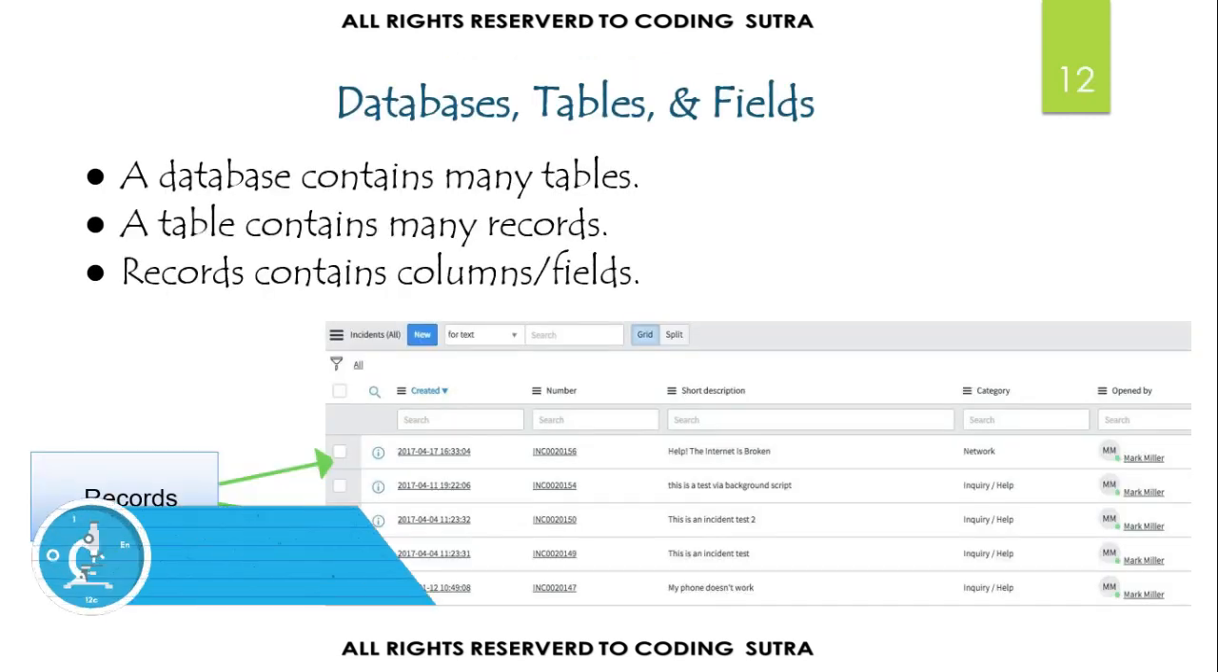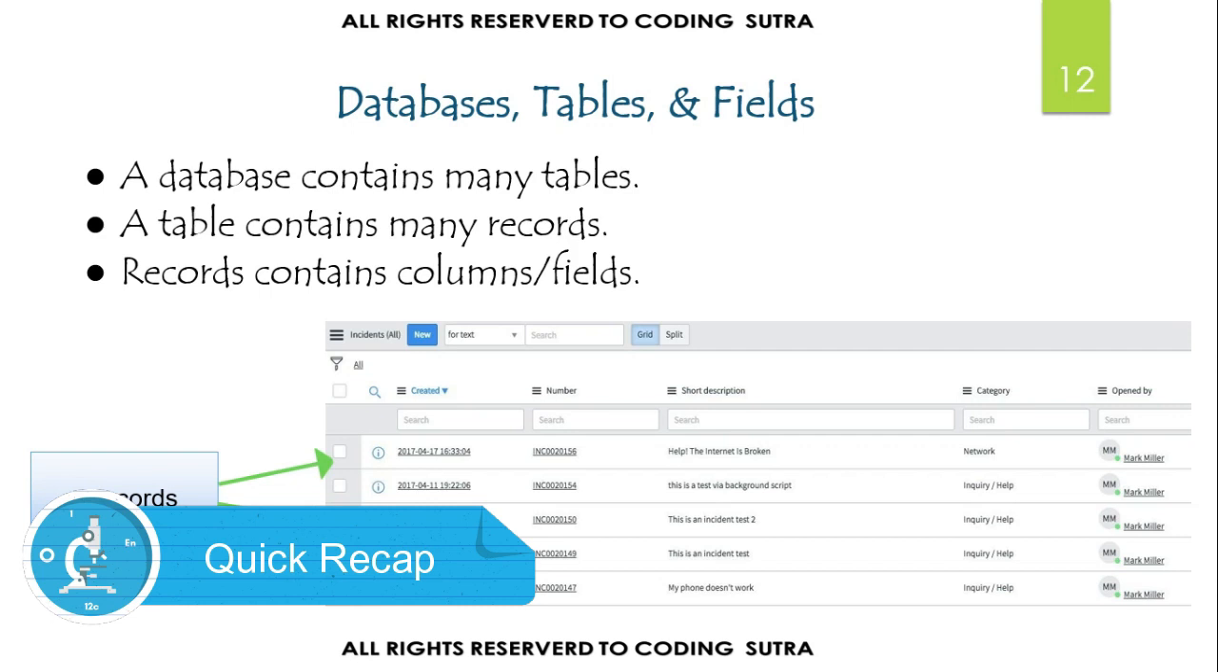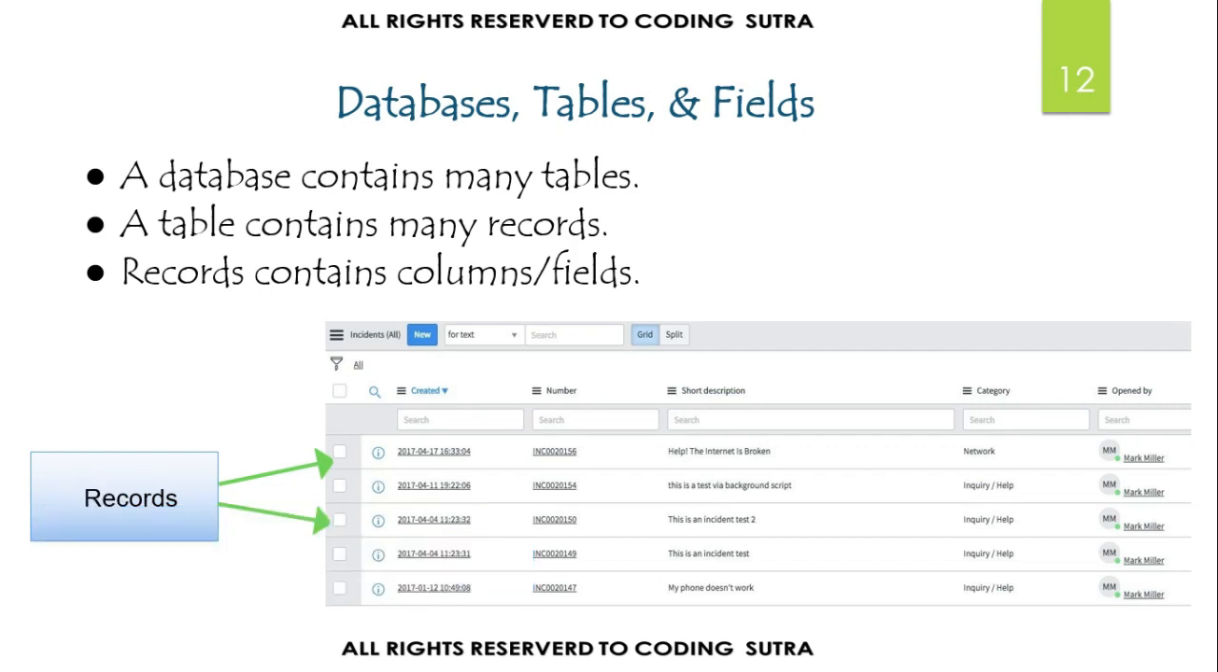So what we have studied till now: the instance database contains many tables, over 2000 tables out of the box. Each table contains many records. Each record contains various columns. It is clearly shown in the picture that each row is a record. In each record, there are several columns like number, short description, etc.